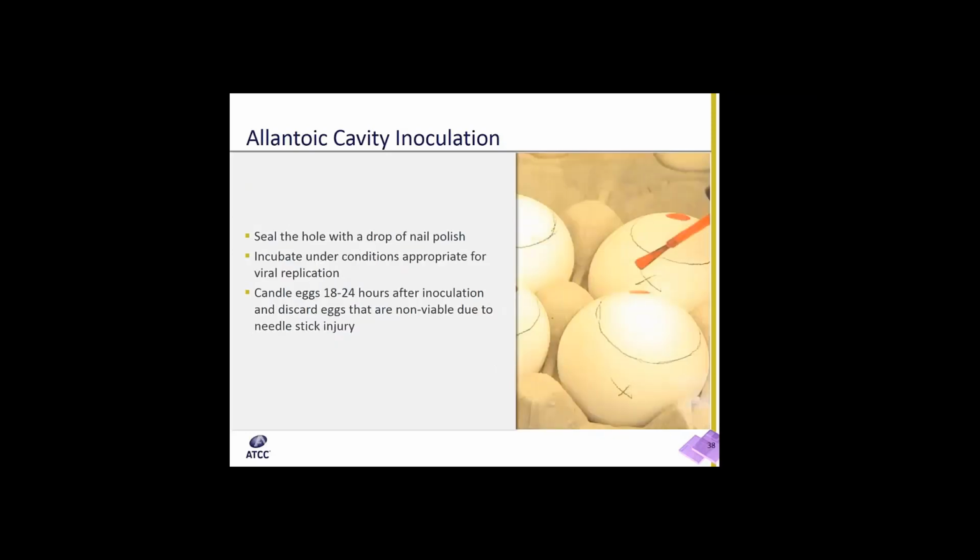After you've inoculated all of your eggs, seal the hole with a drop of nail polish. Nail polish is used rather than wax or glue because it contains a little bit of acetone, which helps prevent bacterial growth. Once again, you're going to rinse the top of each egg with an ethanol-soaked cotton swab.